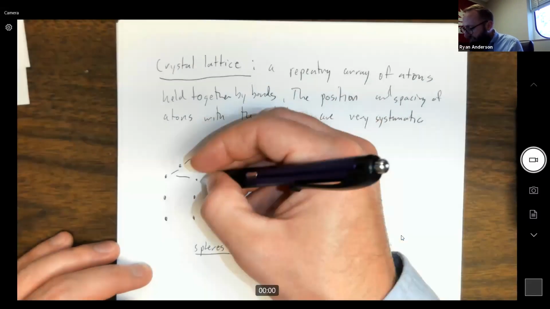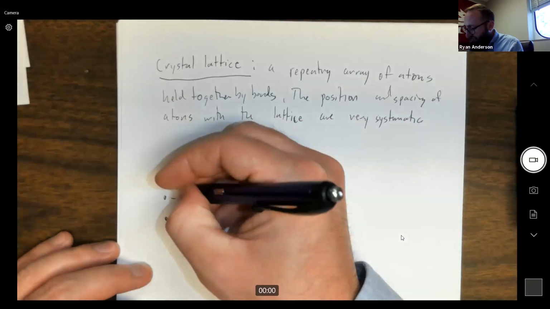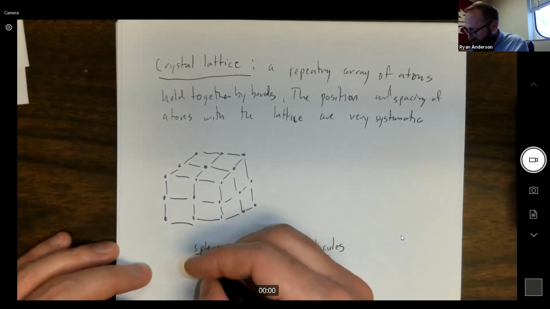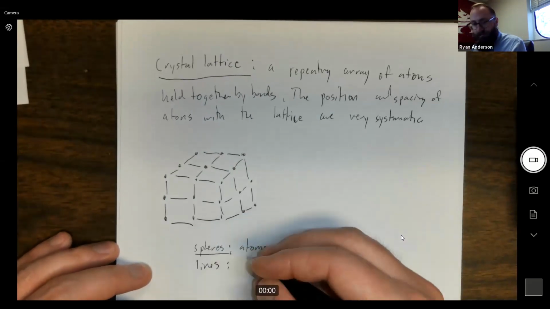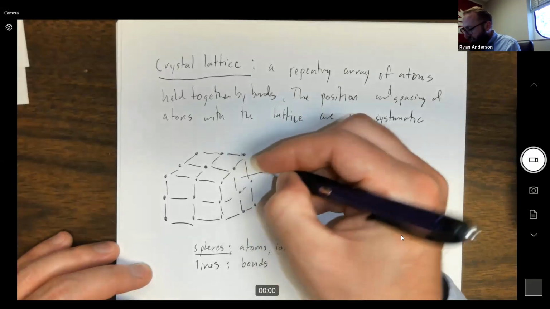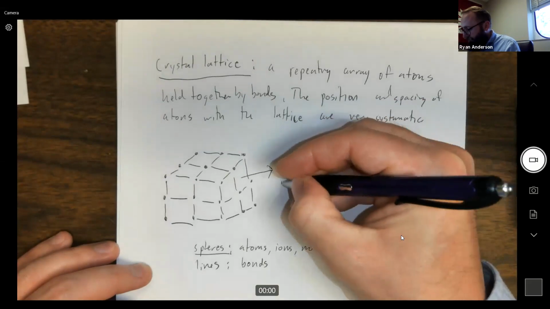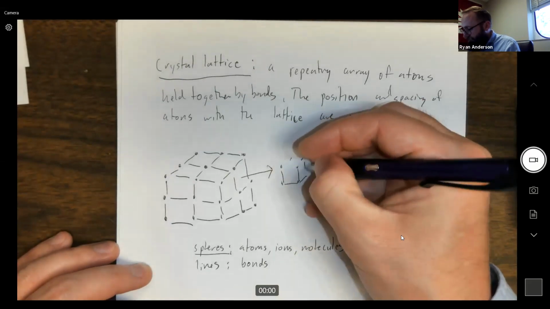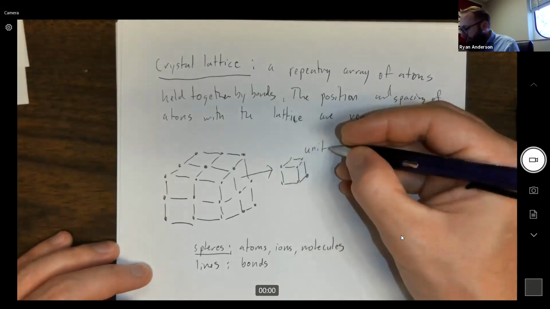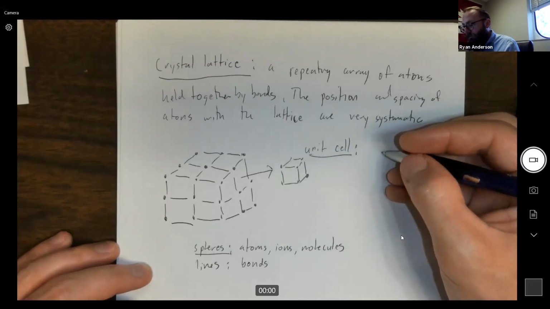Here's a very crudely drawn cube. Okay, there we go. And so our lines, those are our bonds, our chemical bonds. So a unit cell, something called a unit cell, is the smallest known repetitive structure composing the crystal.